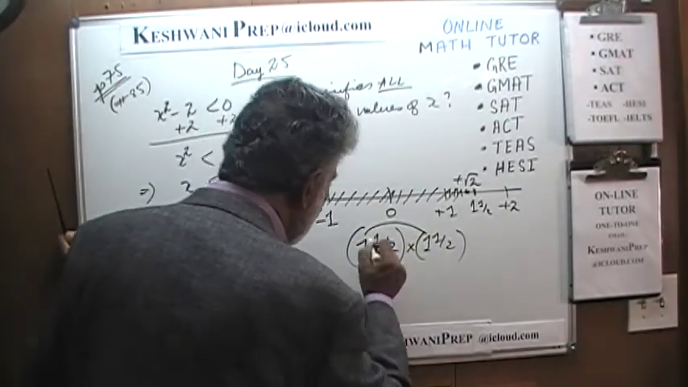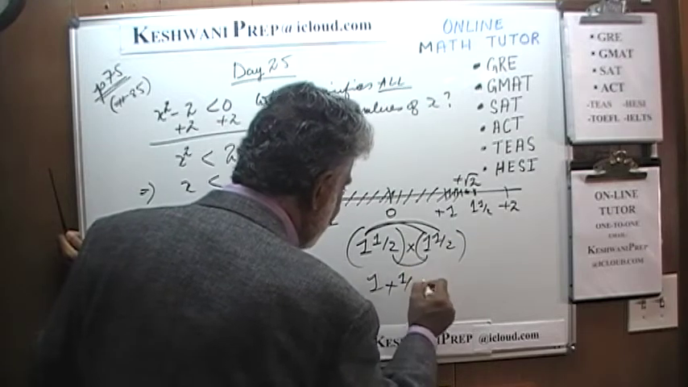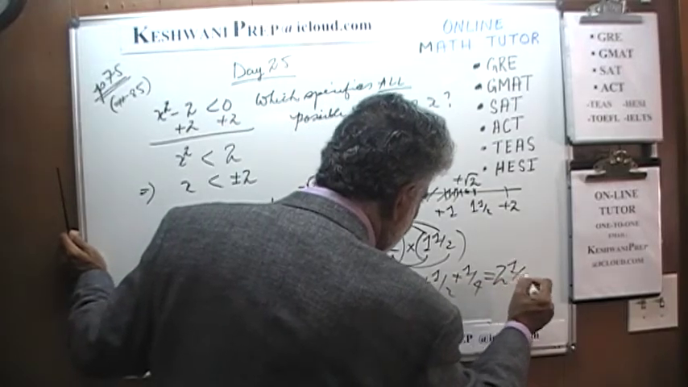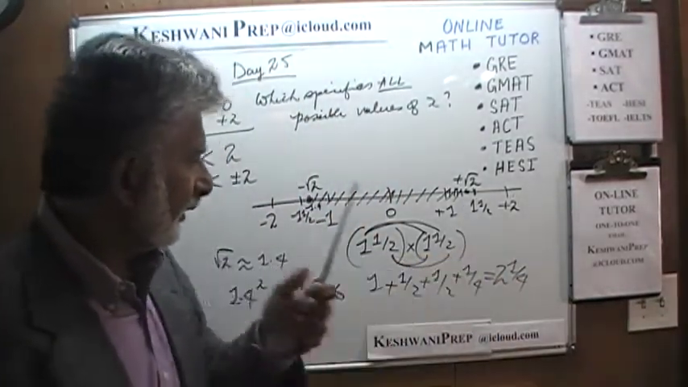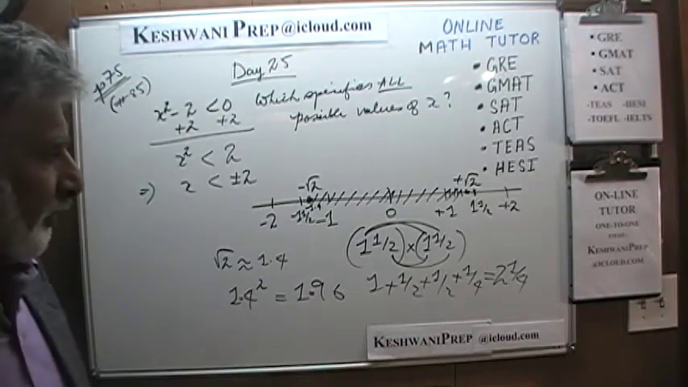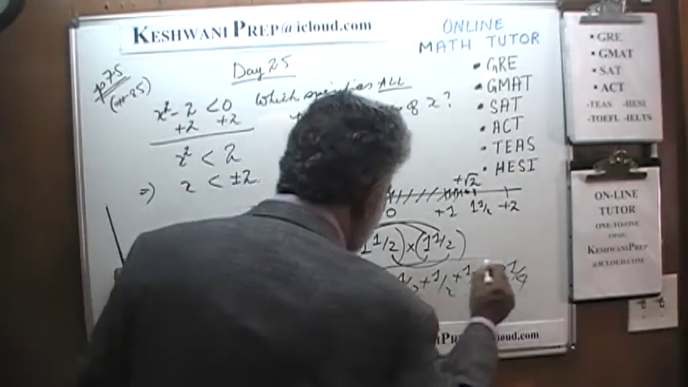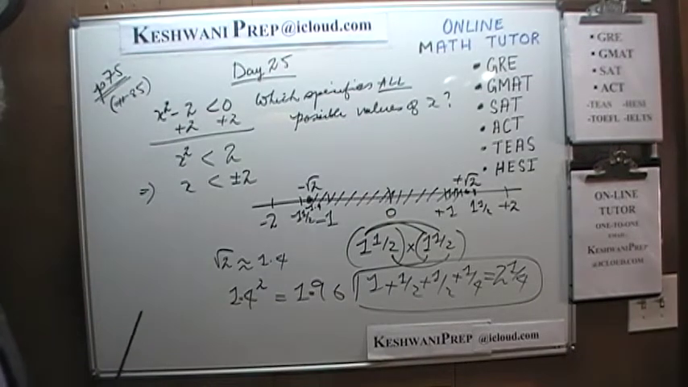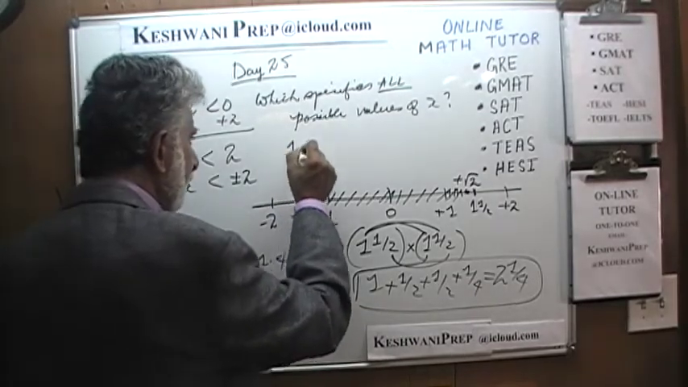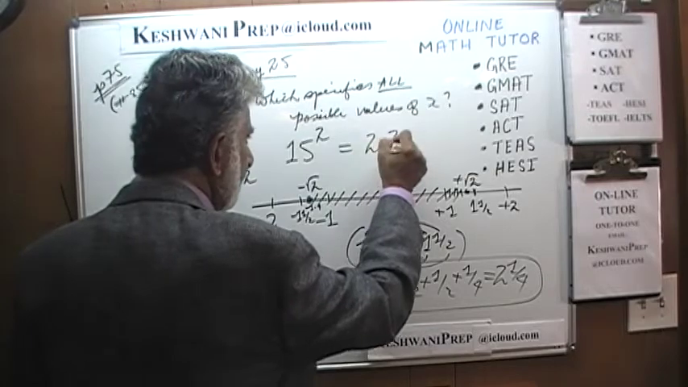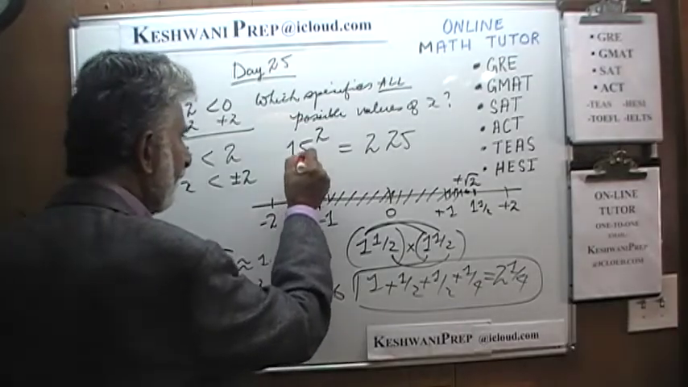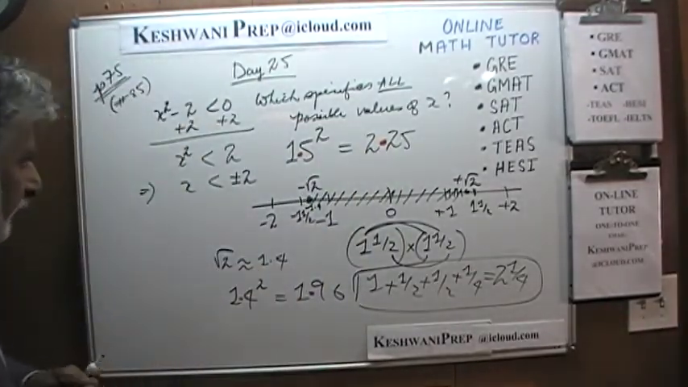1 times 1 is 1. 1 times half is half. Half times 1 is half. And half times half is a quarter, which gives us 2.25, and of course it will fall outside. The square of 1.5 would be 2.25. I hope you know that 15 squared is 225, and therefore the square of 1.5 has to be 2.25. Anyway, that's the solution.